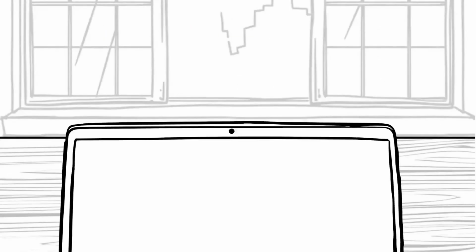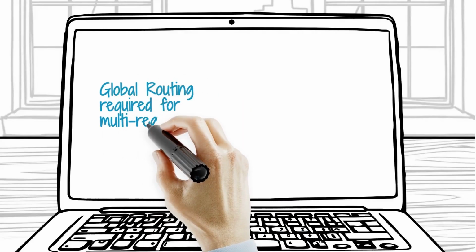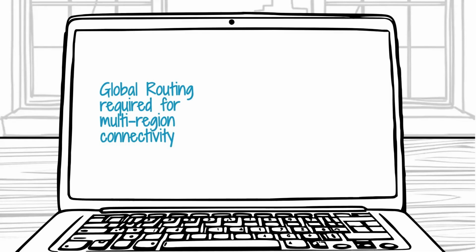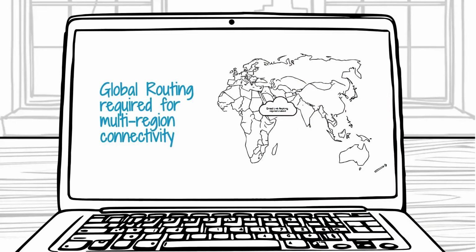Therefore, to achieve private network connectivity to IBM Cloud services in multiple regions, the global routing option of IBM Cloud Direct Link is required. This option ensures seamless access to services across all global IBM Cloud regions.